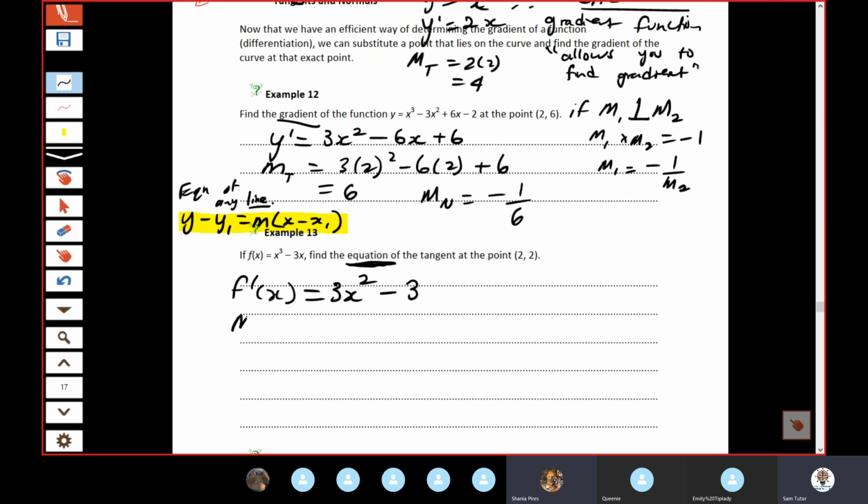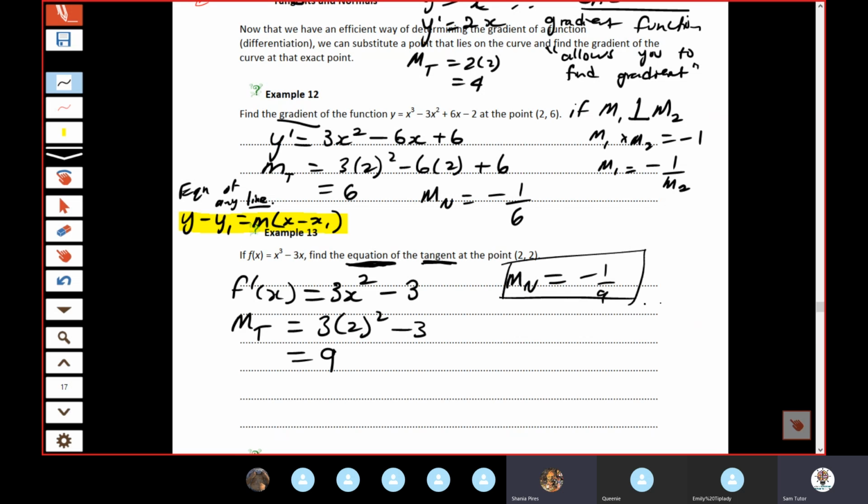That's not the gradient. To find the gradient of your tangent, what do you do? You sub in. So, simple. Sub it in. 4 times 3 is 12. 12 take away 3 is 9. We don't need it for this question, but just so I know that you understand this, do you know what the gradient of your normal is? Minus 1/9. Great work. But we don't need it for this question, so leave that out.